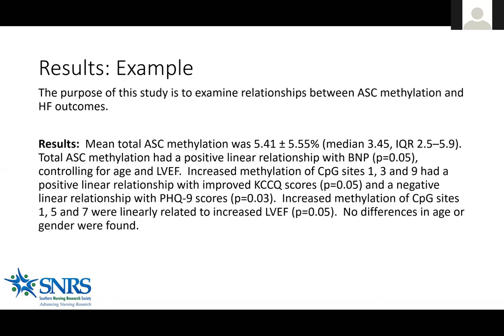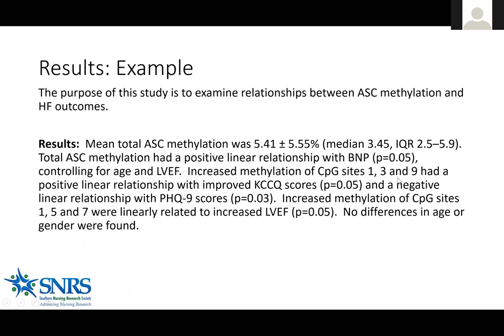So here's an example. I've put the purpose of the study, so let's see how your results track with your purpose. The purpose of this study is to examine relationships between ASC methylation and heart failure outcomes. In the results, we started with the mean ASC methylation. I did not say if that was high or low, so that didn't really put it into context. That's one thing that could have been done better. Total methylation had a positive linear relationship with BNP, controlling for age and ejection fraction. So that shows a relationship between ASC methylation and BNP, which is definitely a heart failure outcome.